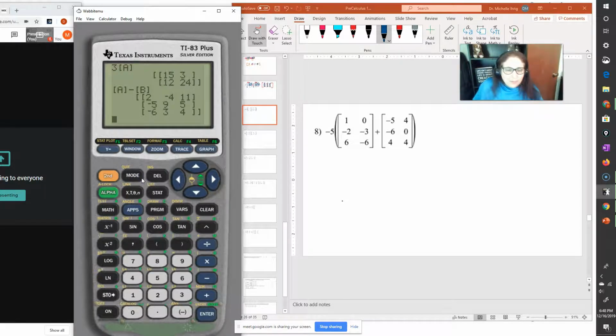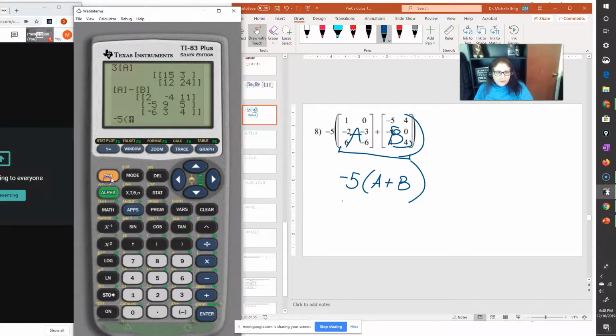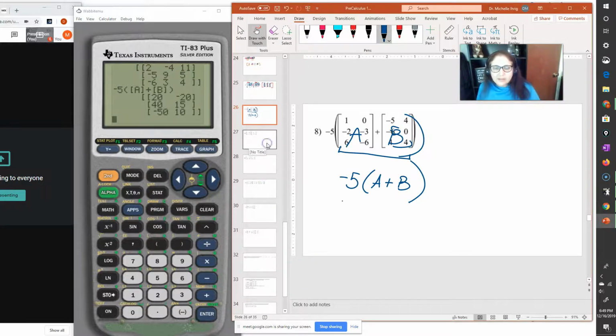Then I just type in the whole problem. The problem says what's negative 5 times, and then we have this whole idea. This is matrix A. This is matrix B. So really, I'm going to be typing in this. So I've got negative 5. Then I'm going to put in my named matrix, the first one, A, plus my named matrix B, close my parentheses, and I get the answers. It's that simple.